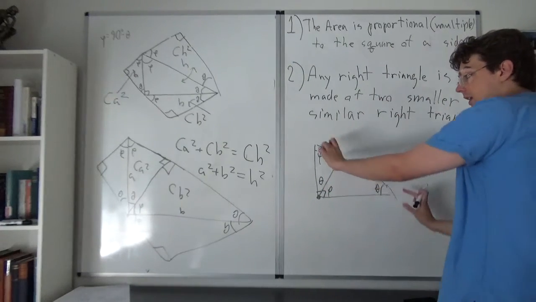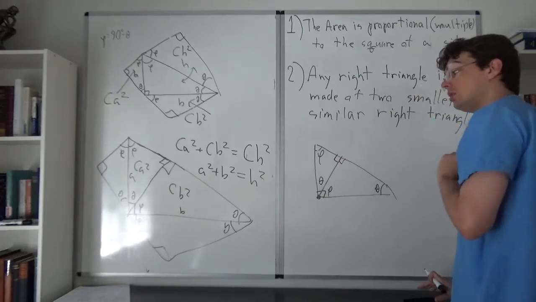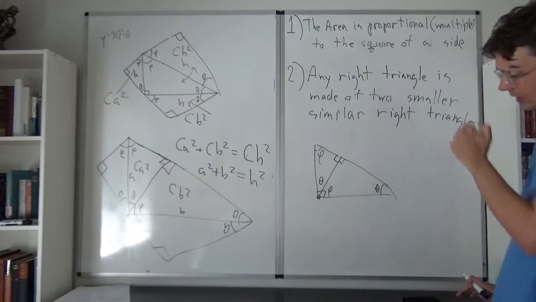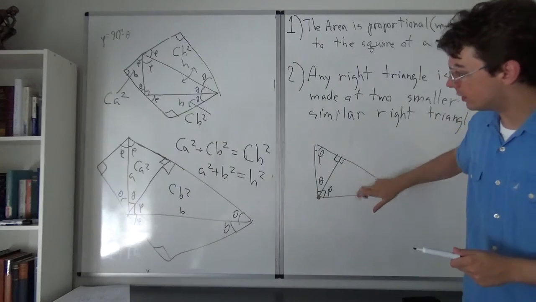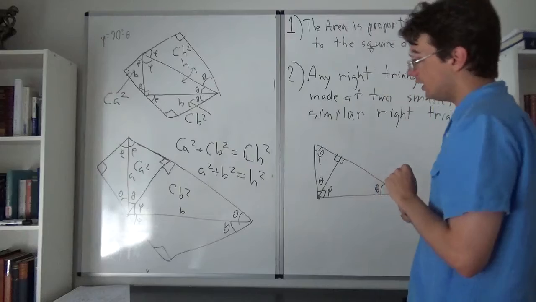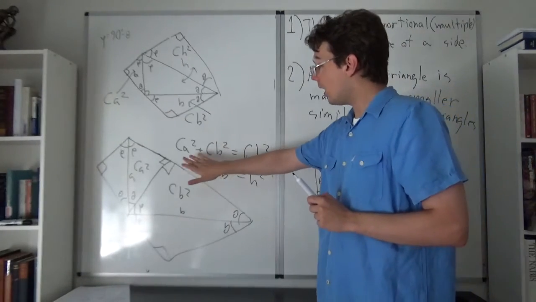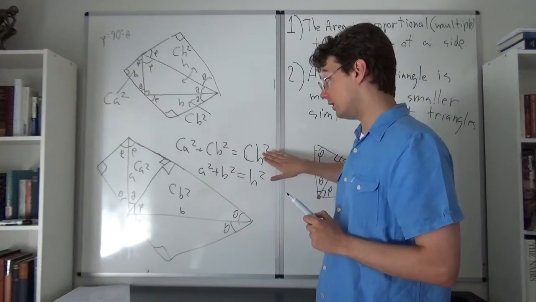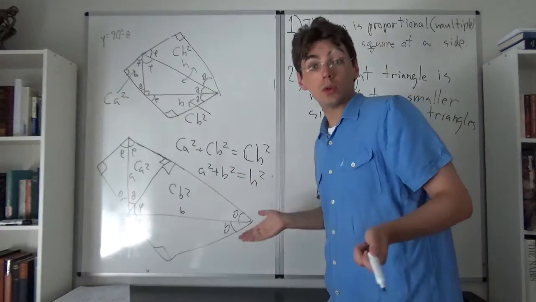So I see that in this big triangle that has an angle phi and theta, I can find two smaller triangles, with phi and theta, that are similar. So this big triangle is made of two similar smaller ones. Now this is where the real key comes in. Let's focus on this original formula right here. Why is it the way it is? Why are there squares?